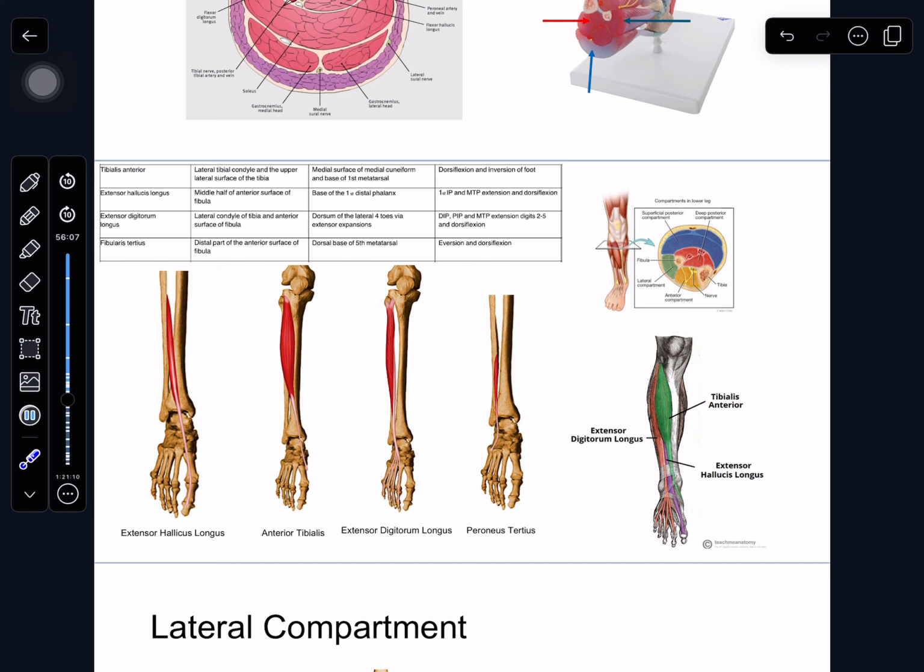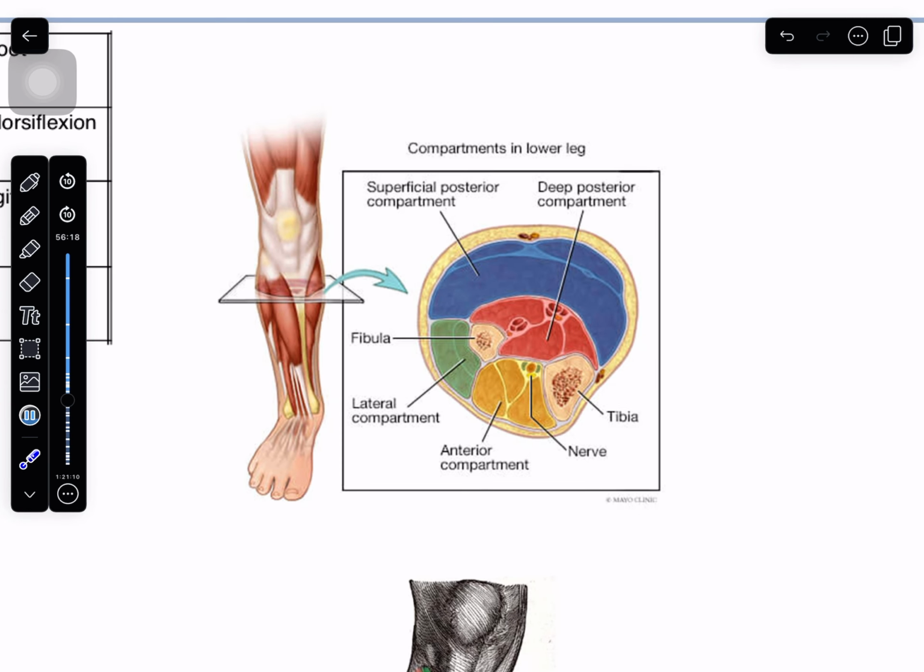Okay, so let's take a look at the first compartment, which is going to be our anterior compartment. This is going to have 4 different muscles within it. So again, we have that little cross-sectional view up here, just to reiterate where we're looking. So we're looking in front of that tibia, right, and a little bit lateral to it.